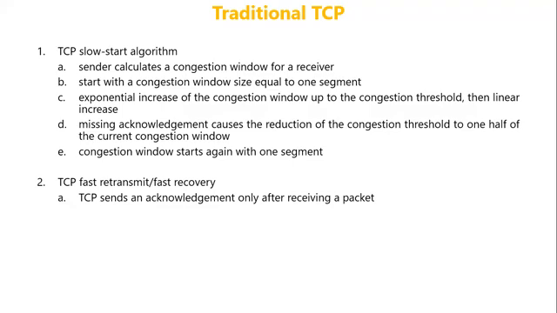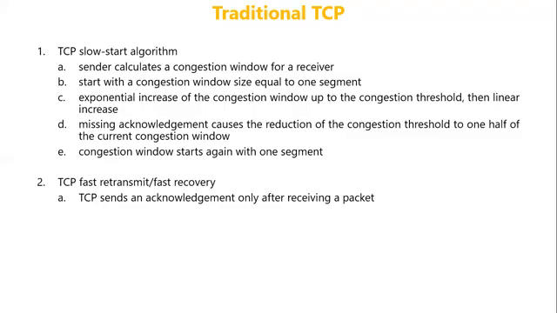After setting the congestion threshold as half of the current congestion window, once again it will set the congestion window as 1 and start the communication in slow start fashion. That is, again it will keep doubling the packets transmitted every time until it reaches the threshold. After it reaches the threshold, it will linearly increase. So this process continues. This is called the TCP slow start algorithm.